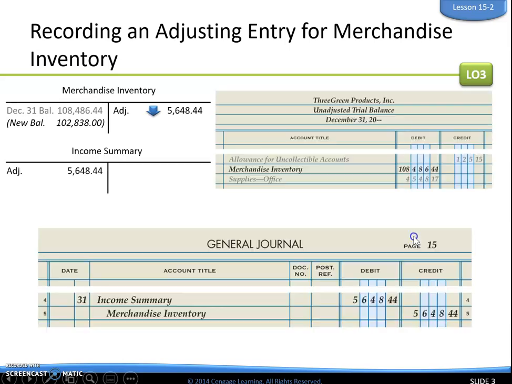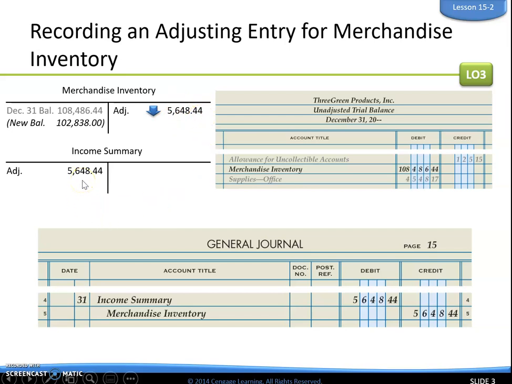So we're going to need to do an adjusting entry for our merchandise inventory to make sure that it shows the actual amount of inventory that we have. So here we see from our unadjusted trial balance that our merchandise inventory is 108,486.44. But when we do our physical count of our merchandise inventory, we see that it should be 102,838. That tells us that we are going to need to decrease our merchandise inventory. So to decrease our merchandise inventory, we need to credit that account by $5,648.44. And then we're going to debit income summary.